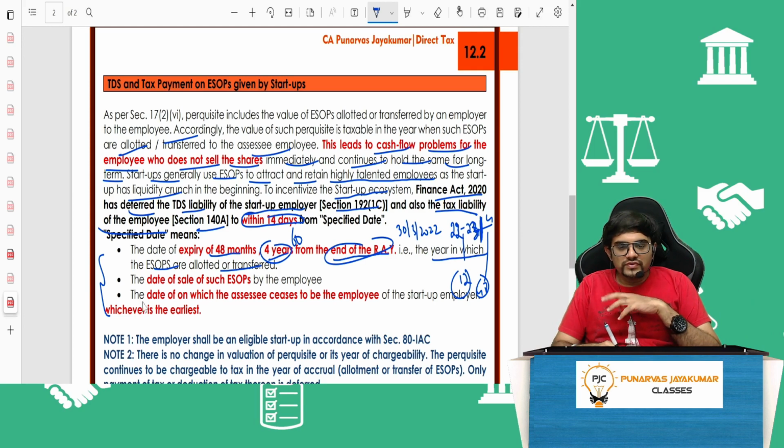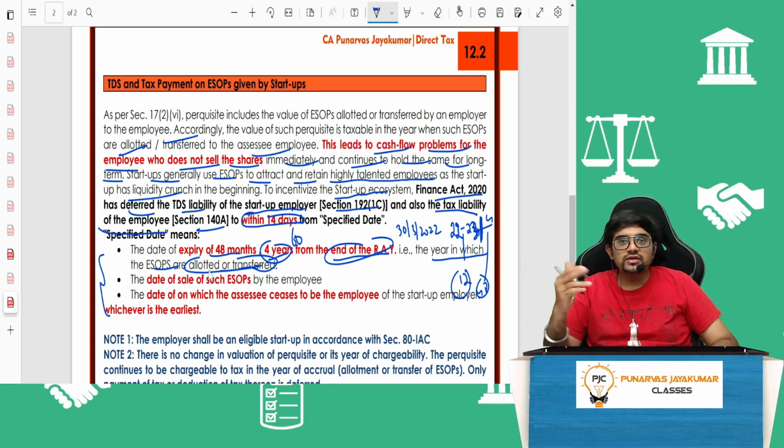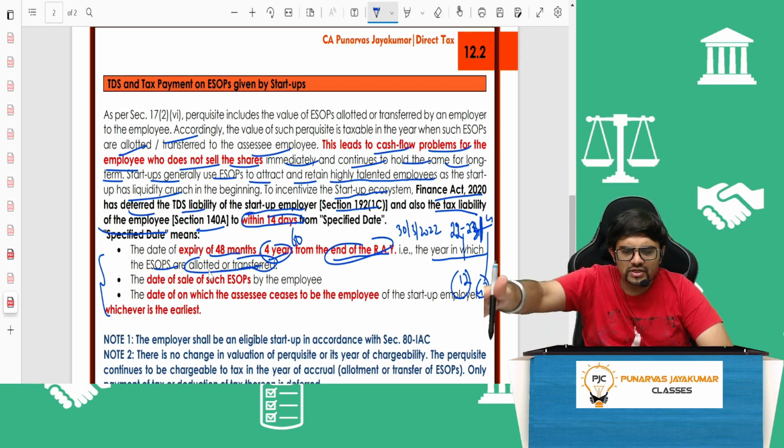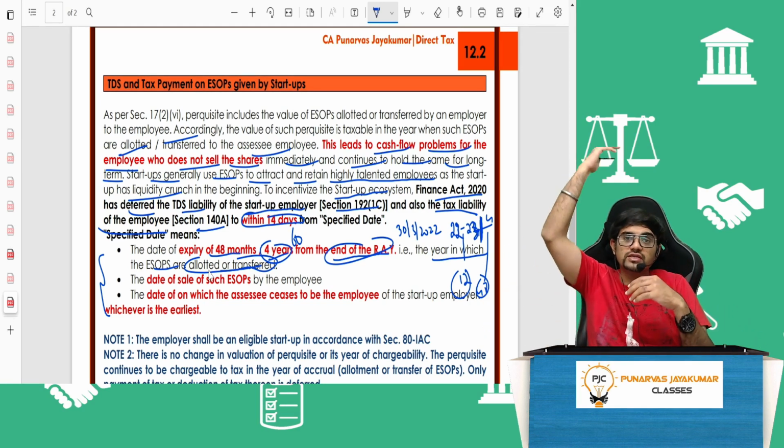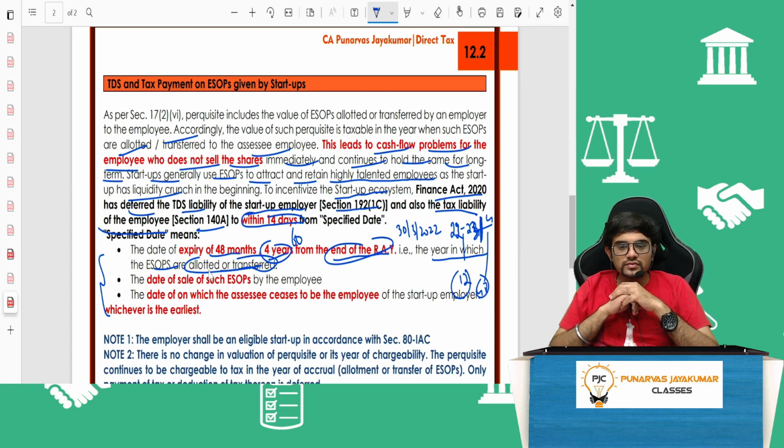Or whichever is the earliest, obviously. Second, the date on which ESOPs are allotted or transferred. This is the vesting period, if it's so long. What if it's allotted now only? Or if it is sold, then obviously you have to pay, no? You cannot transfer the ESOP to the shareholder and then he will coolly wait. No. 14 days from the day ESOPs are allotted or transferred.